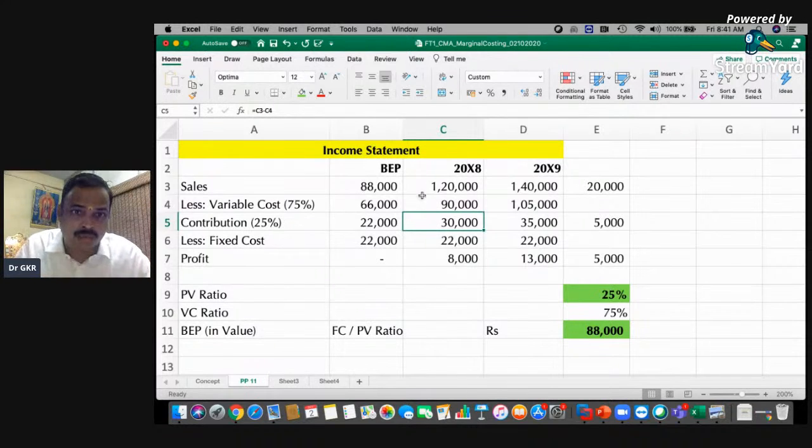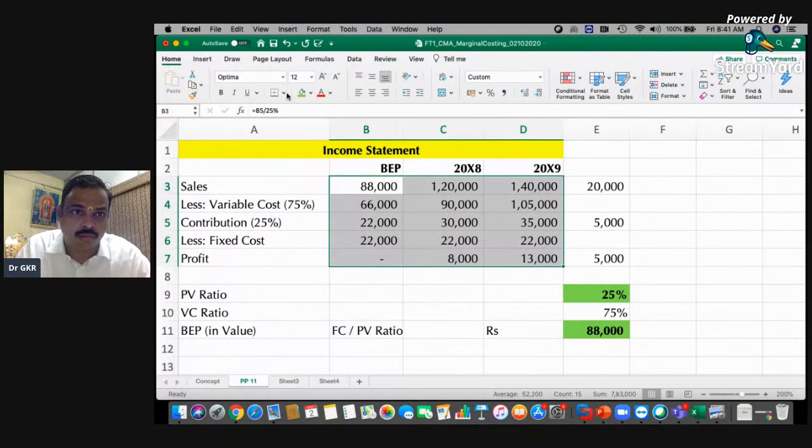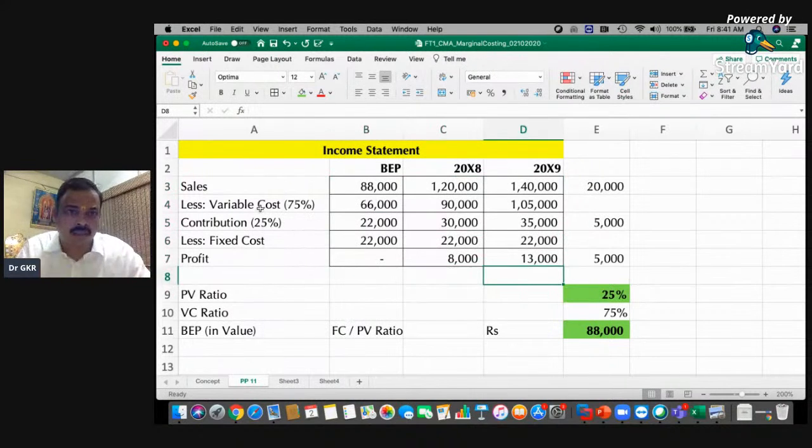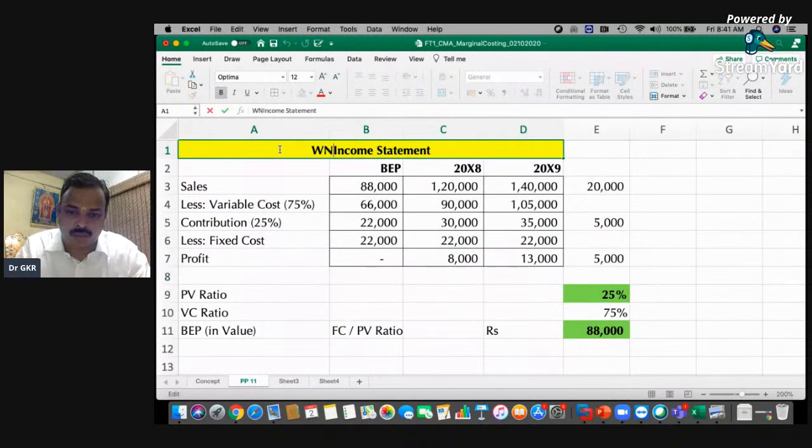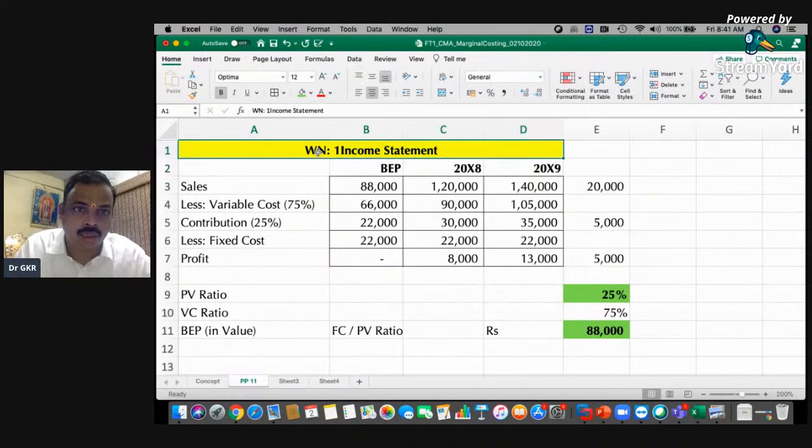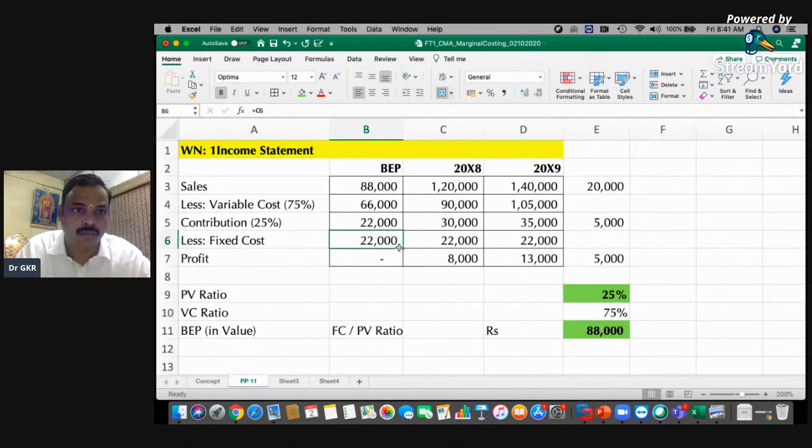So this working is most important working. Okay. So try to fill it up. And you have got everything. You have got everything. And you call this as working note 1. Okay. Good.